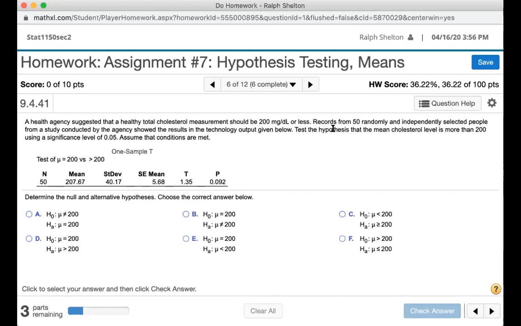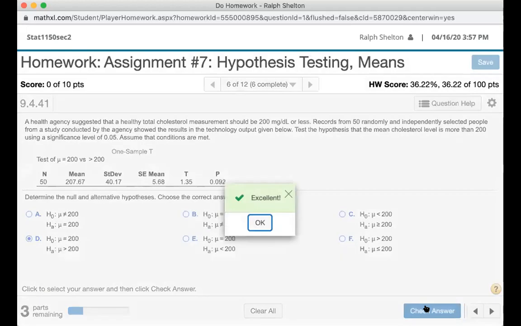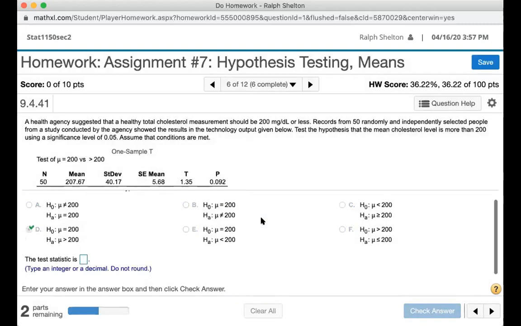It says test the hypothesis that the mean is more than 200. So we have reason to suspect that the real value is more than 200. So our null is going to be that it is 200. The alternative is going to be that it's greater than 200. So that would be here, D. Check answer, we're good, we move on.